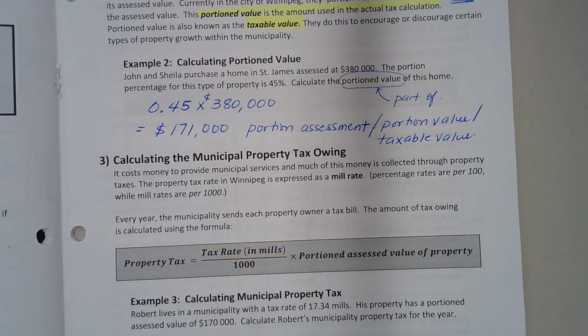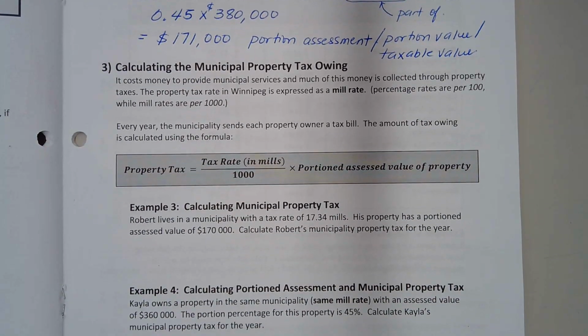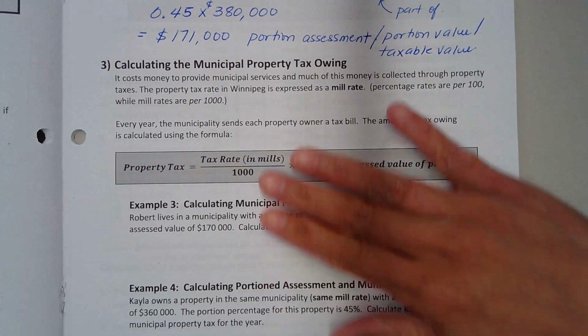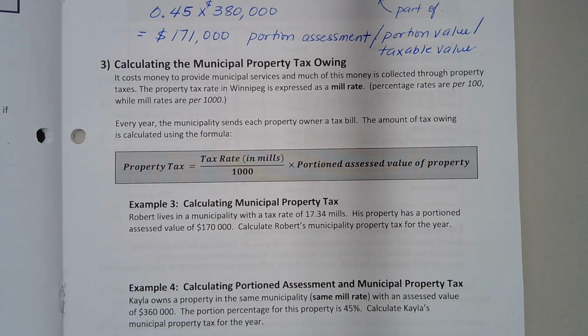Good so far? And number 3. I'll move it up here if you're still writing, so you can still see it. So far the first part that we did is figured out the whole value of the property. That's the total assessment value. And then the second part is we only look at the portion of it. So we figured out the portioned value. Now this is the part where we're actually calculating something. How much do we pay for taxes?